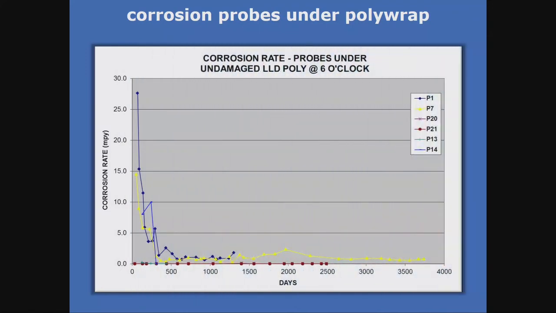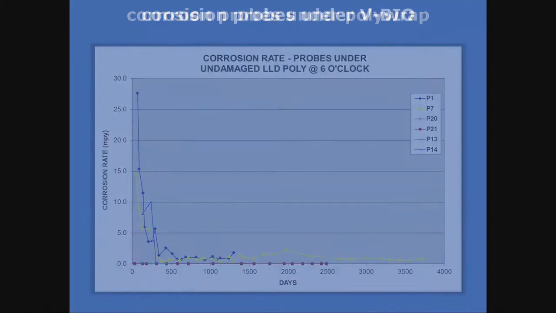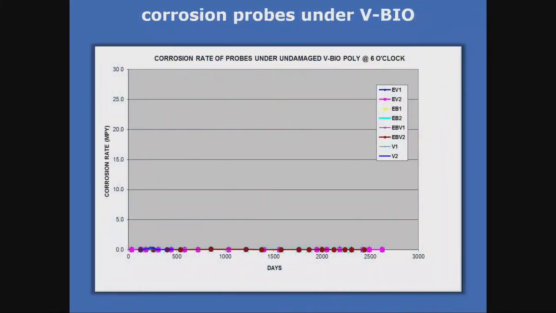For some scientific proof of it, these are corrosion probes that are put underneath polywrap. This is regular polywrap, and you can see the different bumps on there. That's eating away the oxygen that's still left underneath the bag. So that's what that is. That's why you'll get some of that oxidation under polywrap, because it's eating away the oxygen. You need oxygen to create oxidation. And this is V-Bio. So there's literally nothing, because it'll kill it all.